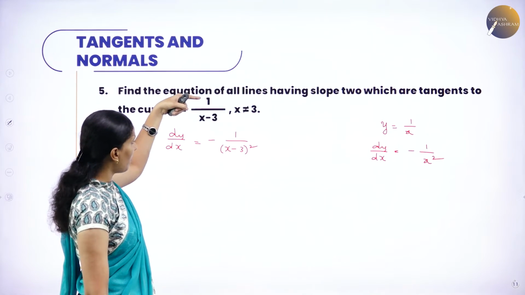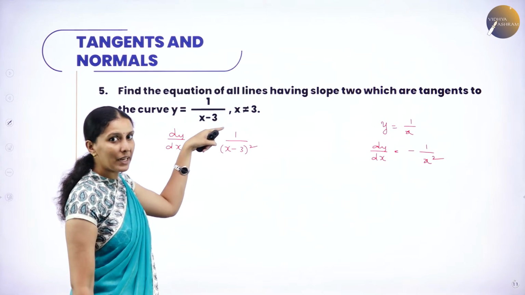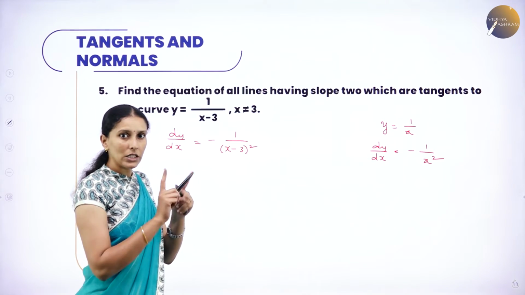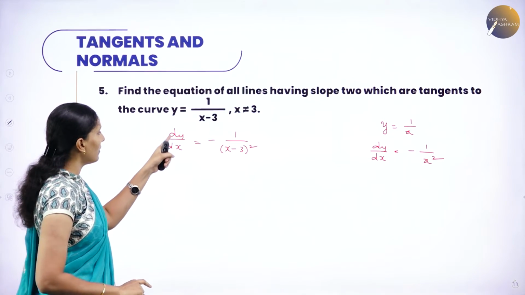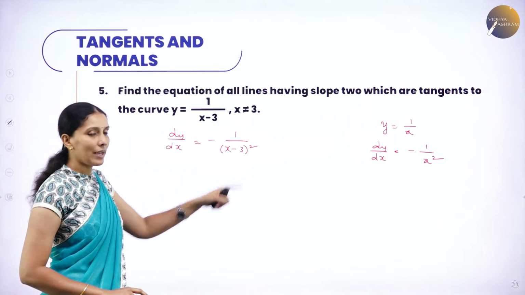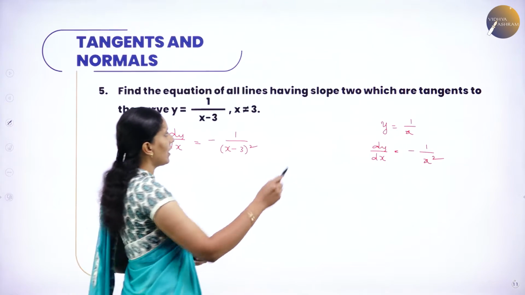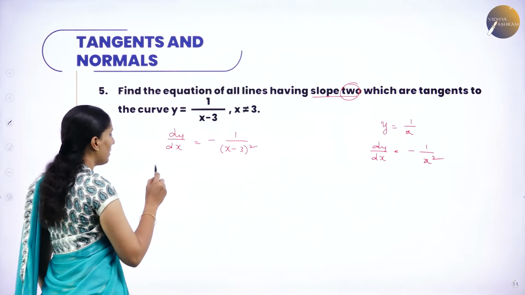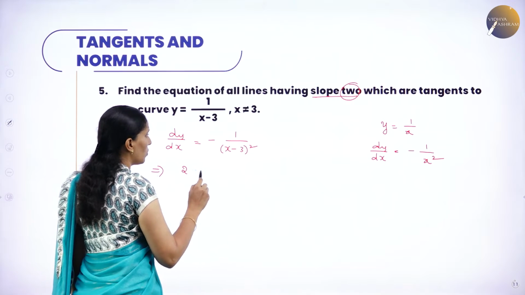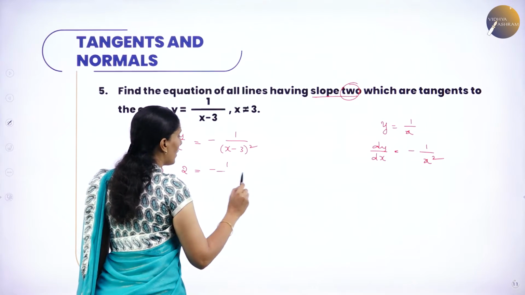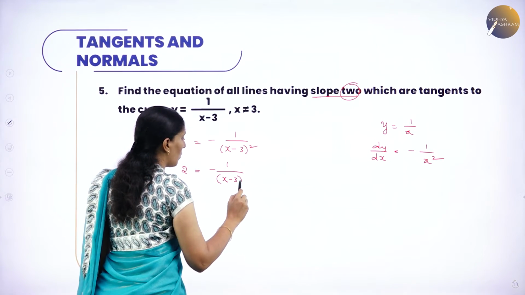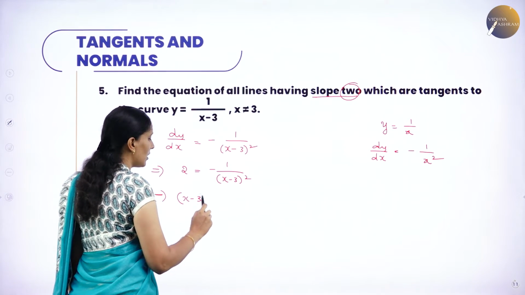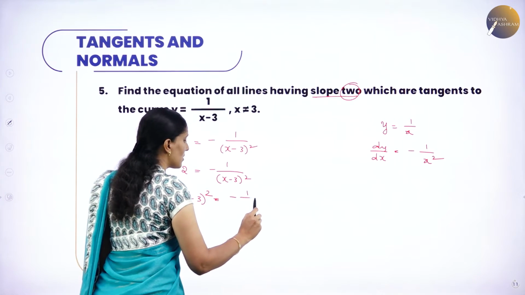So since this is in the form of 1 by x, we can write it as minus 1 by x square. And x minus 3, when you differentiate it, is nothing but 1. Now we got dy by dx is equal to minus 1 by x minus 3 whole square. Given that slope is 2 here, that means dy by dx is equal to 2. So 2 is equal to minus 1 divided by x minus 3 whole square. So cross multiply, this implies x minus 3 whole square is equal to minus 1 by 2.